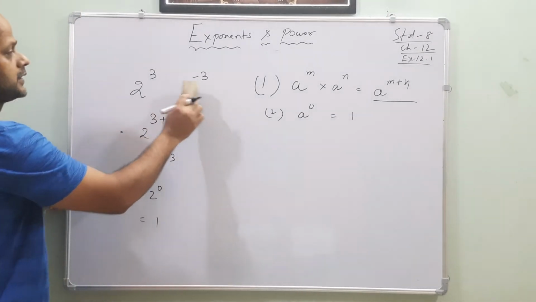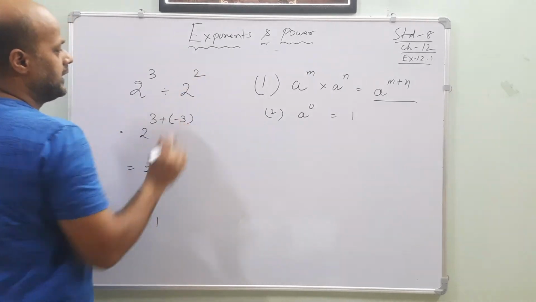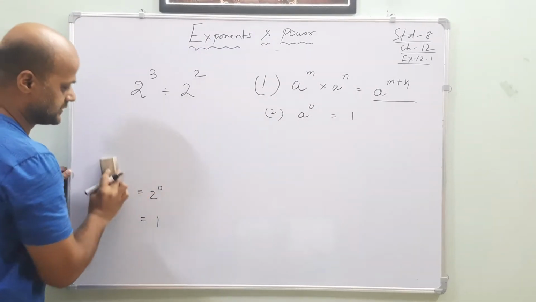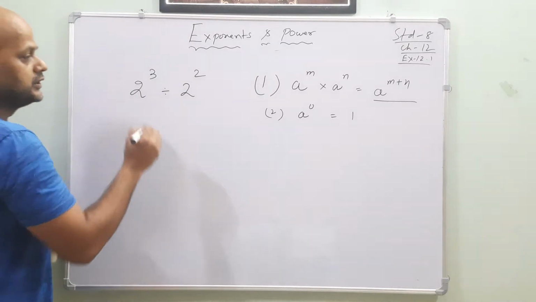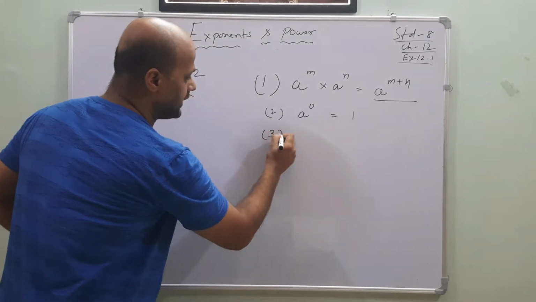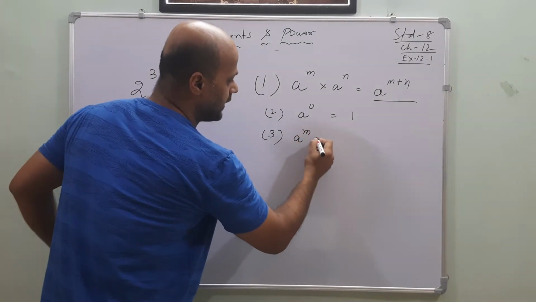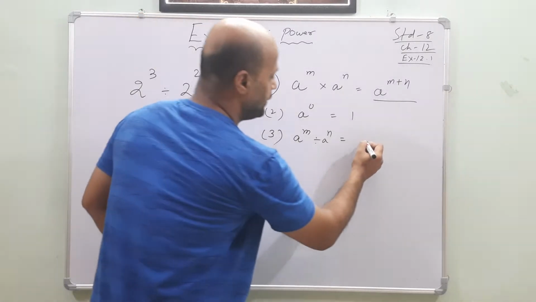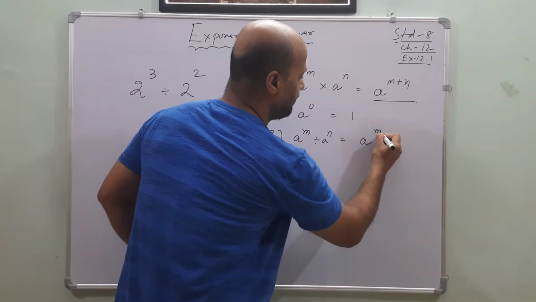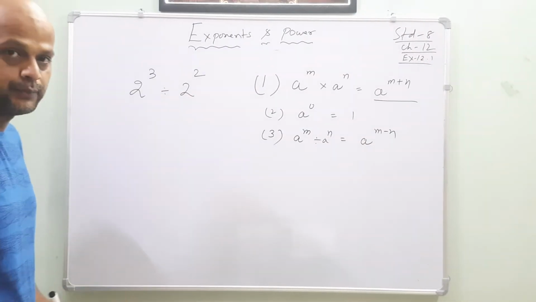If your division is there and the sign is now changed. Now division is there, what is the rule? The rule is saying that if division is there, a to the power of m divided by a to the power of n is equal to a to the power of m minus n. Okay? Means you have to subtract both the powers.